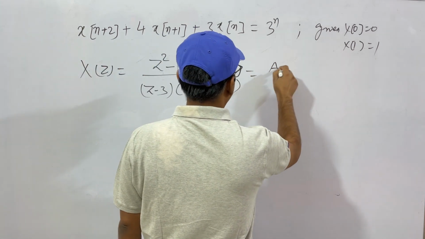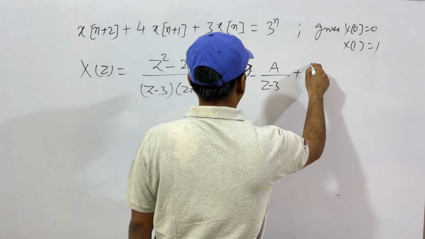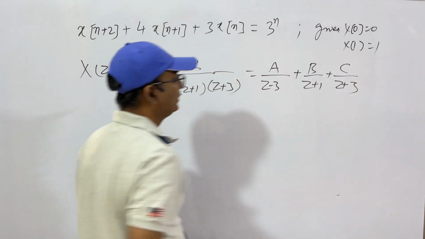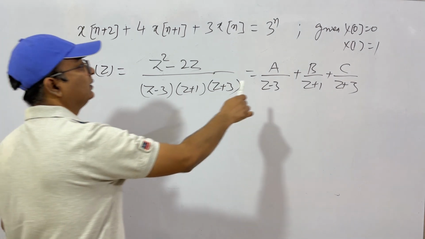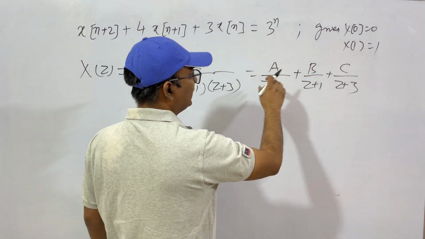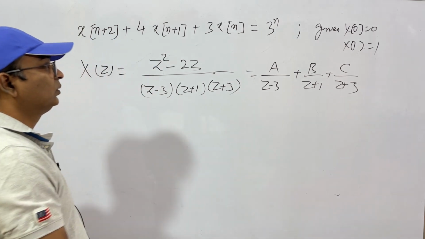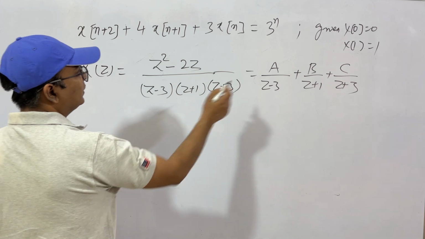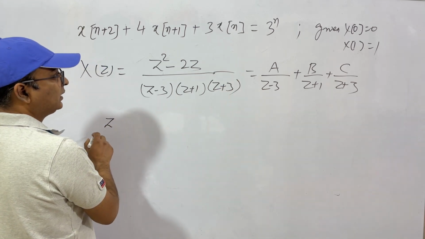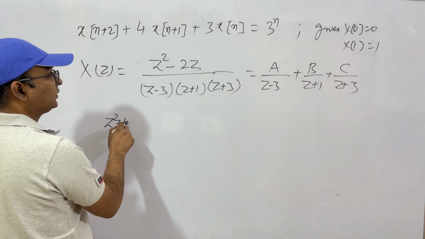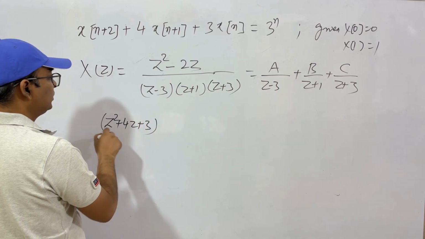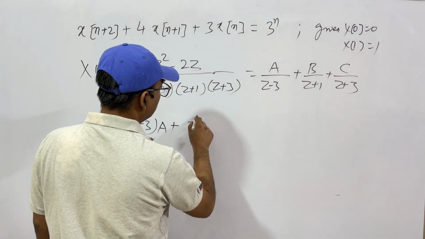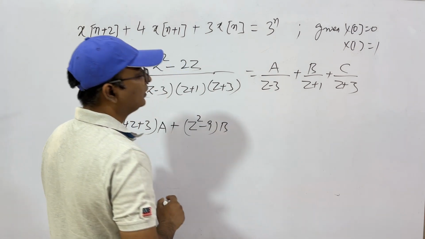So this will be A by (z minus 3) plus B by (z plus 1) plus C by (z plus 3). Okay, you know how to find them. We'll take this, equate them all, and finally find the values of A, B, C. So should I do it for you? Okay, let's do it. Here we get (z plus 1) into (z plus 3), that is z square plus 4z plus 3, into A. Then B, (z minus 3) into (z plus 3), so z square minus 9, into B, plus C.